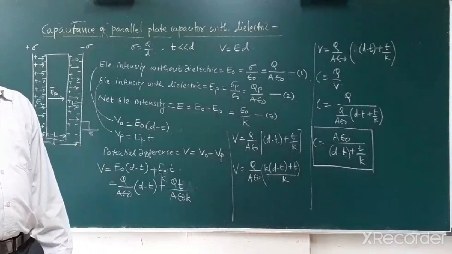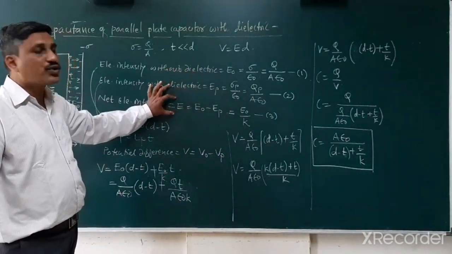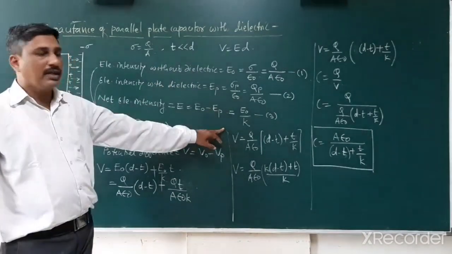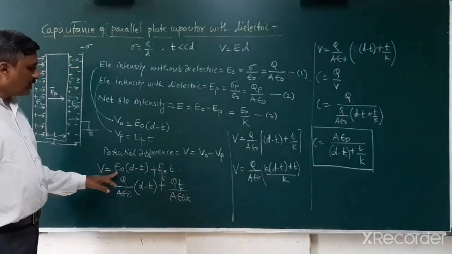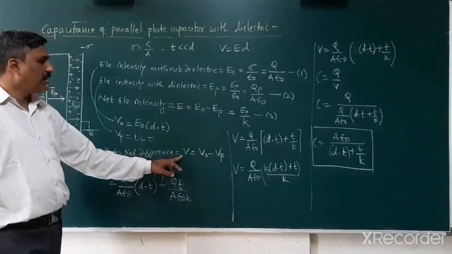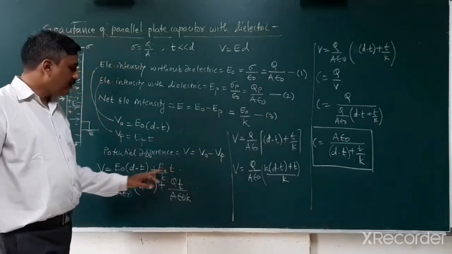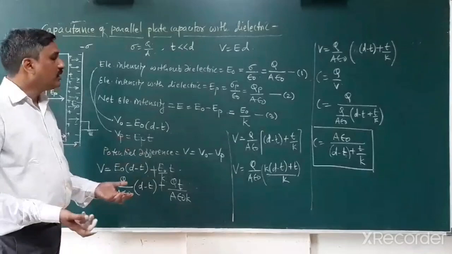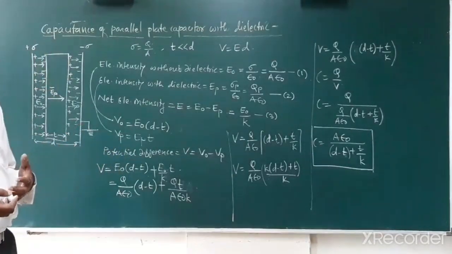See where we are getting some confusion. I think if you have not understood this part, E0 minus Et equals E0 by k, or this part, V equals E0 in bracket d minus t plus E0 upon k. Because we are writing V equals V0 minus Vp, there is a negative sign, so we are getting here the positive sign. Why did we add this? Why is the net electric intensity added? So the net potential difference is added.